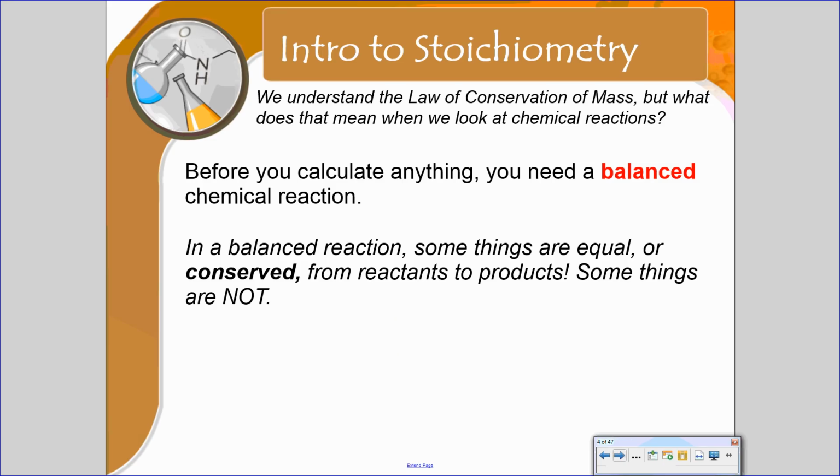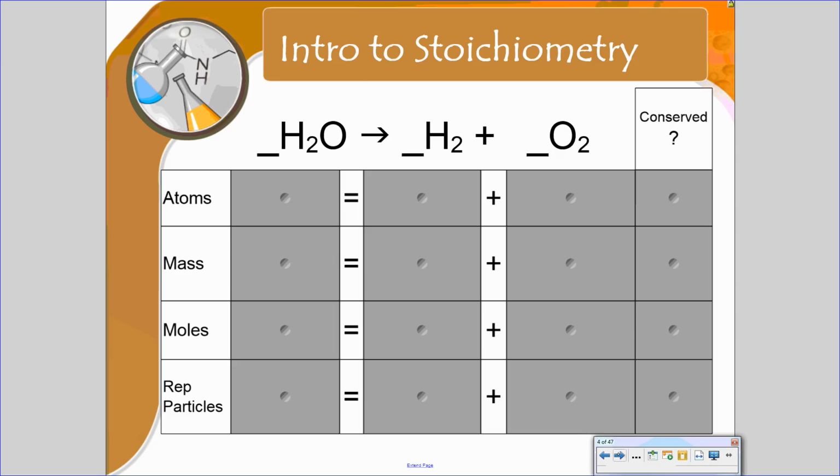So understand the law of conservation of mass, but what does that mean when we look at chemical reactions? We've been balancing chemical reactions, and you know the number of atoms on the reactant side should be equivalent to the number of atoms on the product side. So when we begin this unit, we need to always start with a balanced chemical reaction. In a balanced reaction, some things are equal or conserved and some are not. Let's take a moment and look at that.